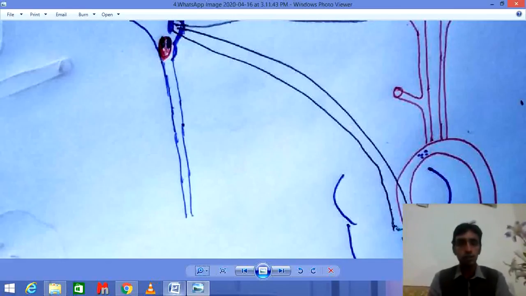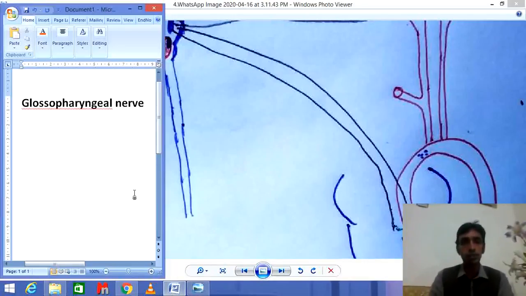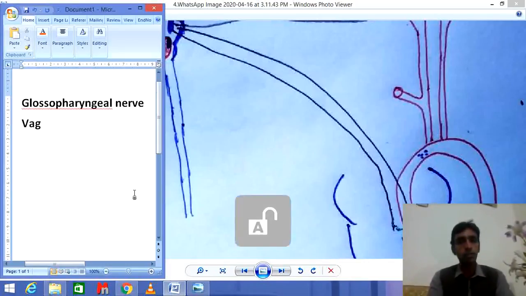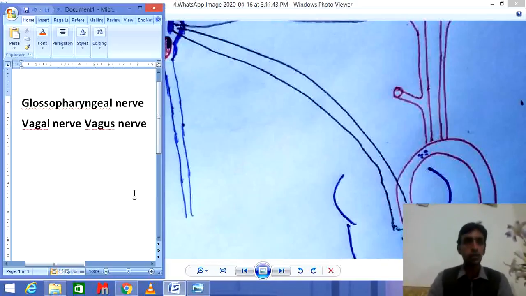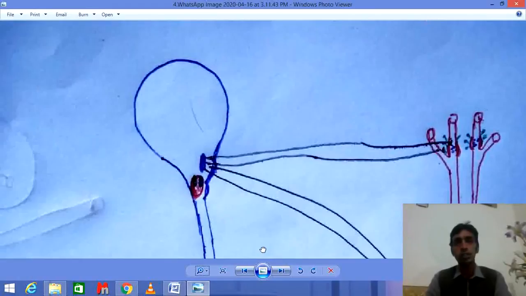These neurons are called which neuron? Vagal nerve. You can also call it vagus nerve. Vagus nerve or vagal nerve, both are the same. So these nerve signals are transmitted from the baroreceptors and chemoreceptors to the tractus solitarius.